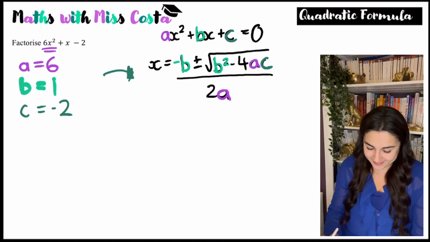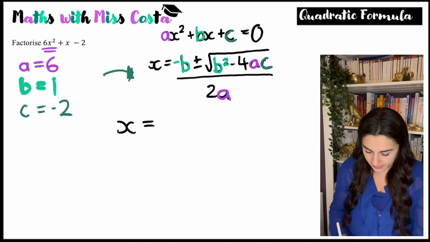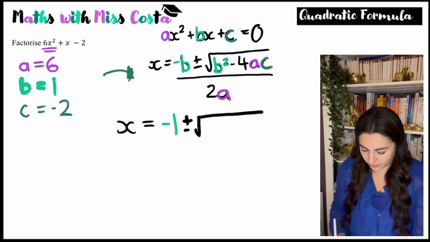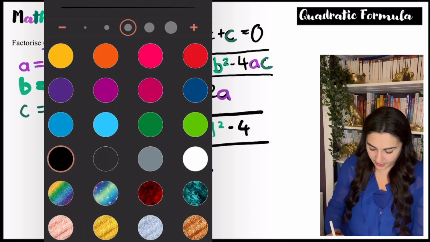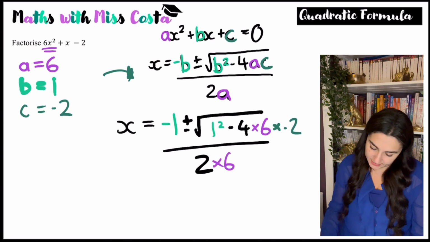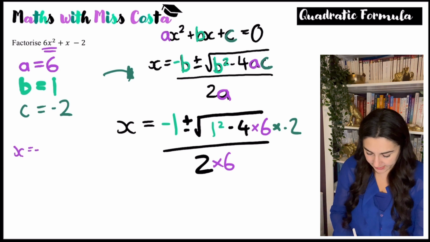So I substitute these values into this equation here. Let's use a black pen again. So x must equal negative 1 plus or minus the root of 1 squared, take away 4 times the value of a, which is 6, and the value of c, which is negative 2. And over here I do 2 times a, so 2 times 6. So what would that become? Let's simplify that.